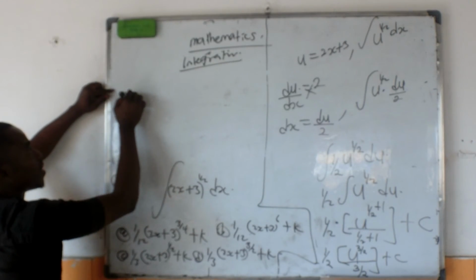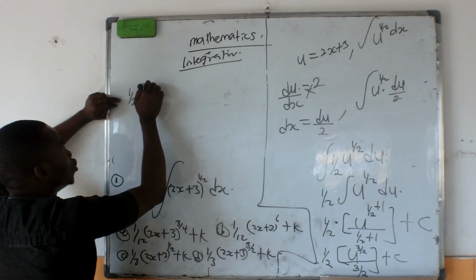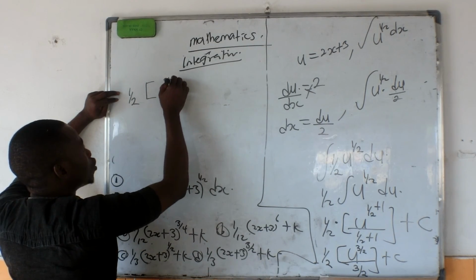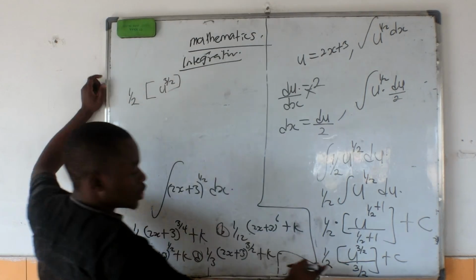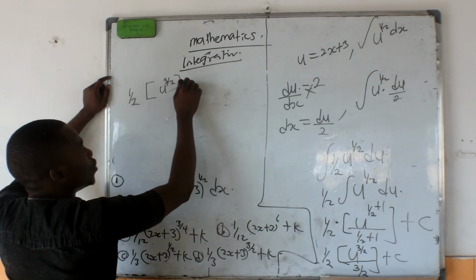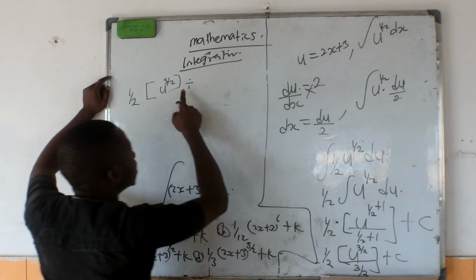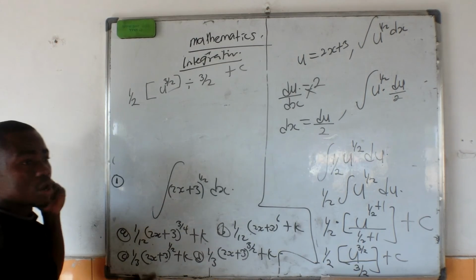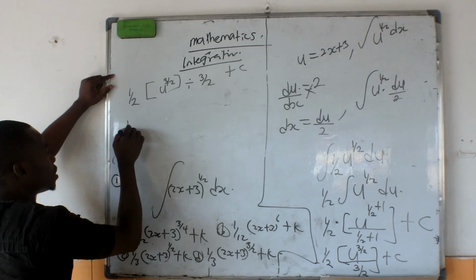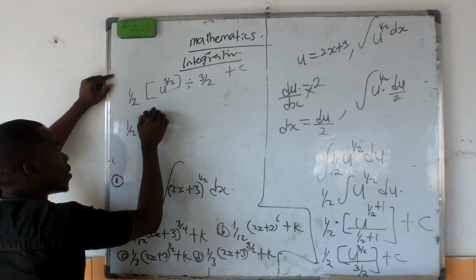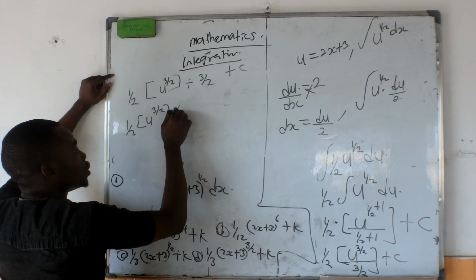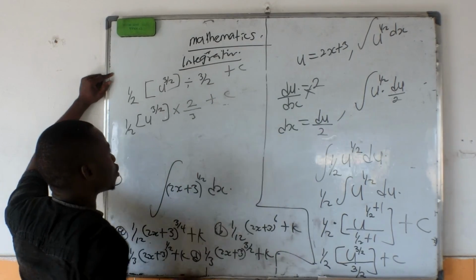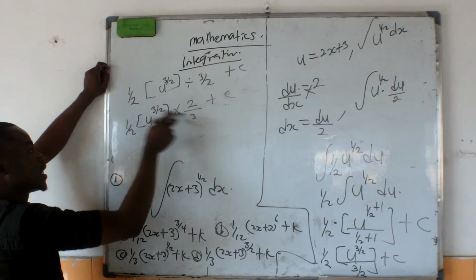You can have half into bracket u raised by 3 over 2. Now you see this 3 over 2. Okay? That means you can say divided by this long division. You can change it to divided by 3 divided by 2. Don't forget your constant. Okay, which will now be half into u raised by 3 over 2. This division will change to times. 2 will go up. 3 will come down. Plus constant. Now this 2 over 3 you can bring it here.